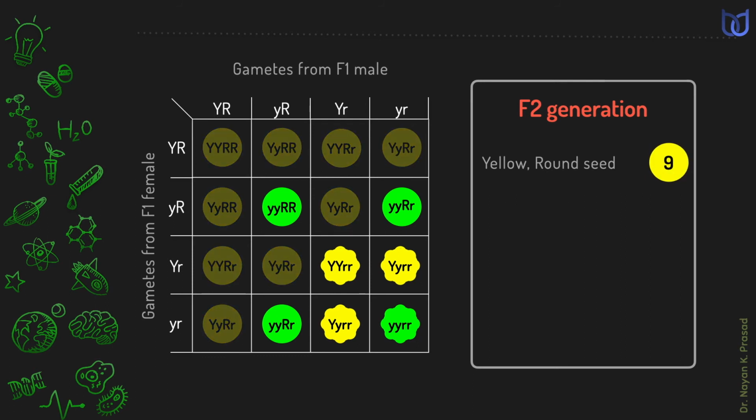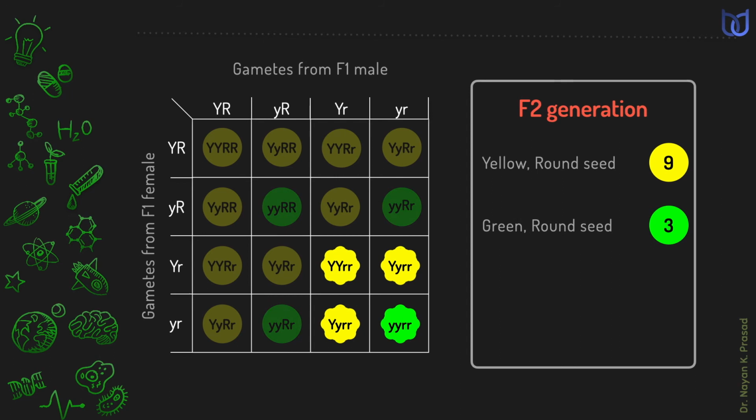Now let us find out the individuals with green and round seeds. Green is a recessive character while round is a dominant one. Hence, these are with 2 small y and at least 1 capital R. These are the ones which we are looking for. Clearly, these are 3 in number.